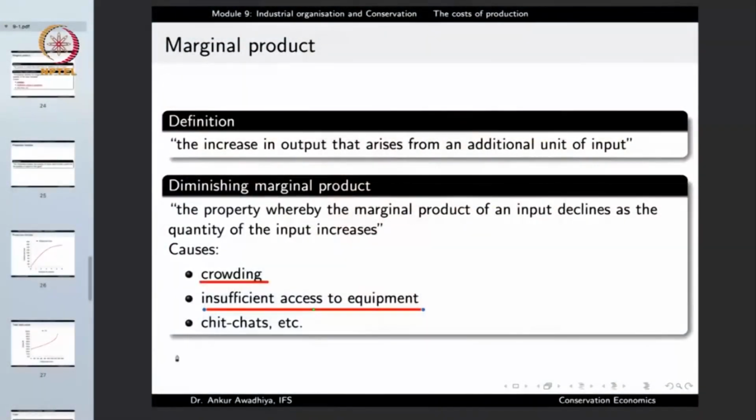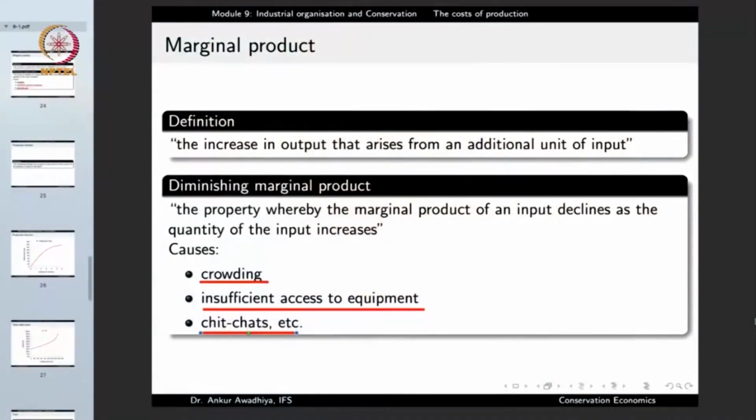At the same time, another reason could be things like chit chats. With more people, there is more chit chatting, and so the people are not putting up as much output as they were doing without the chit chats. So there is a certain amount of social loafing that is also playing a role. But the thing to remember is that we have a law of diminishing marginal product. As you increase the amount of input, the marginal product of the input would go down.